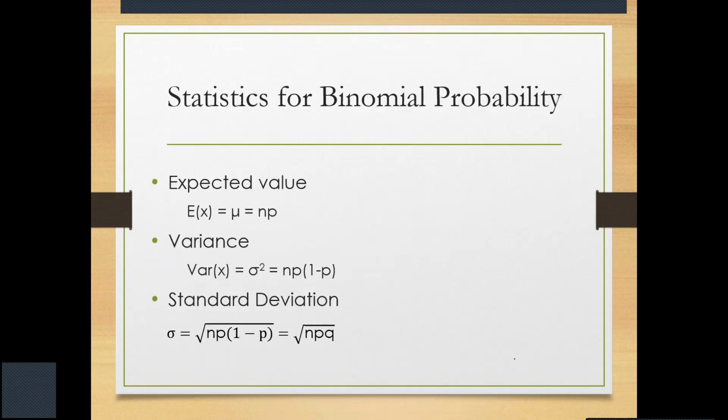The binomial also can be approximated with a normal distribution. So the expected value is the mean, and that is n times p. So the number of trials times the probability of success. The variance is n times p times 1 minus p. And the standard deviation, of course, is the square root of the variance again.